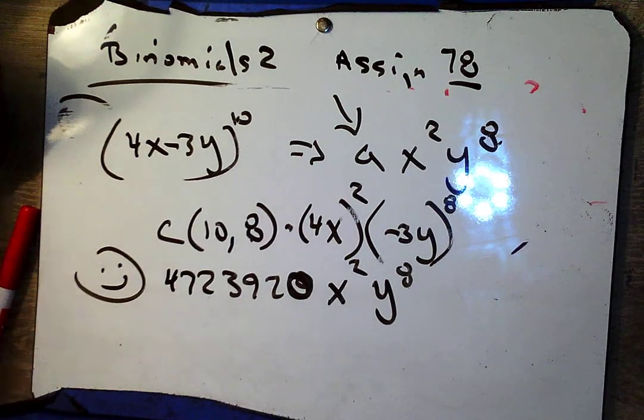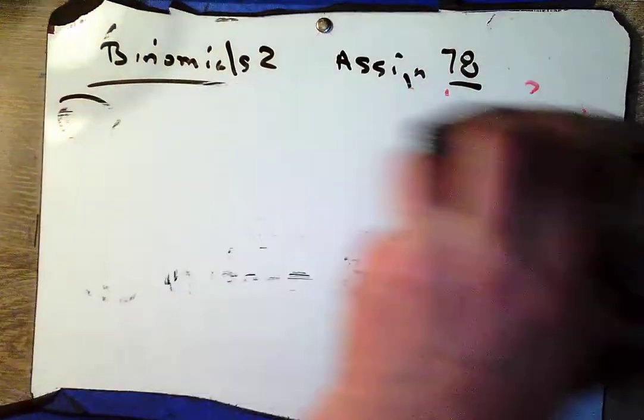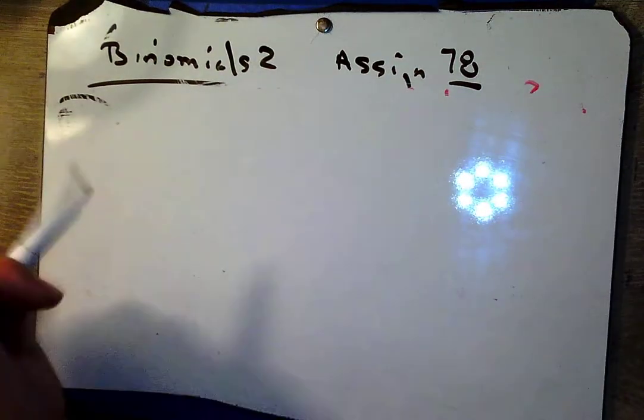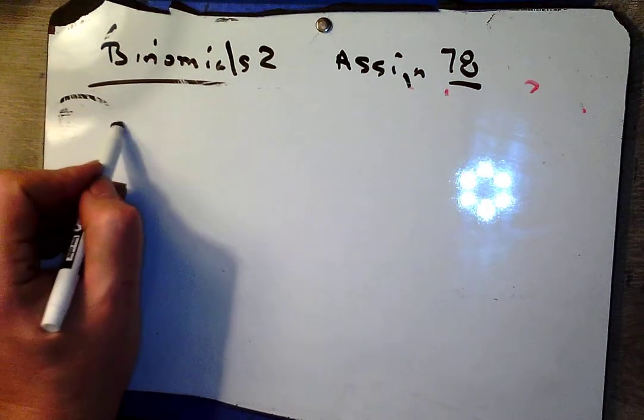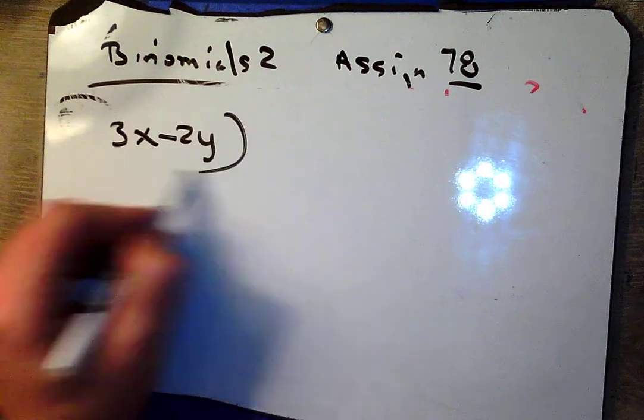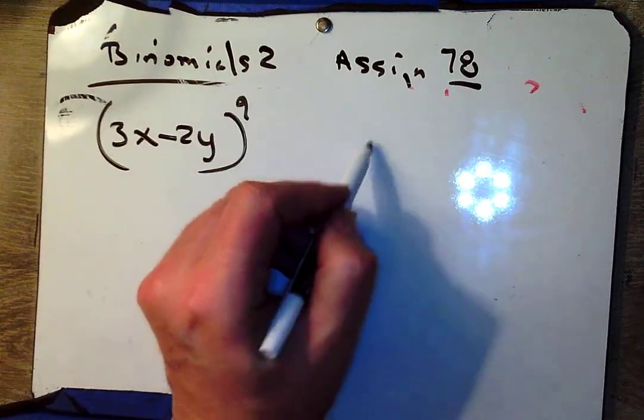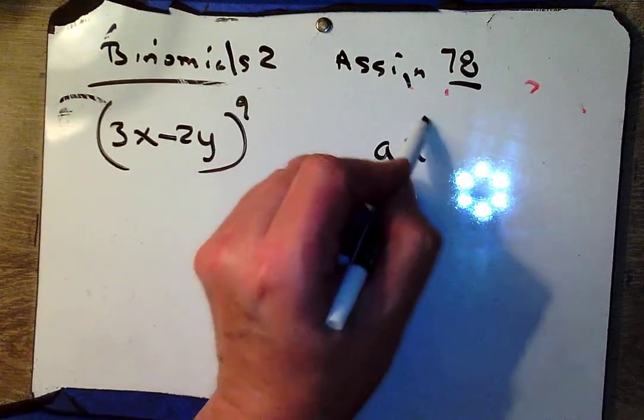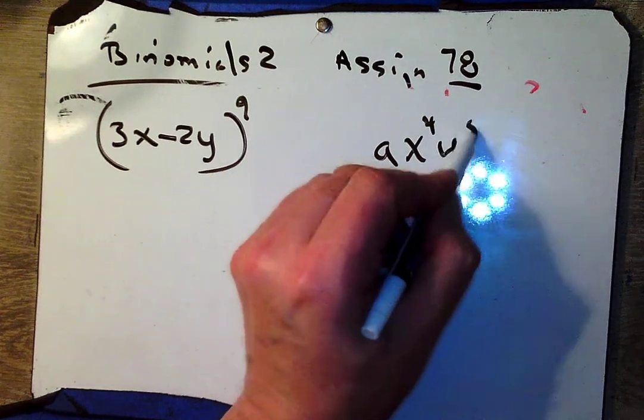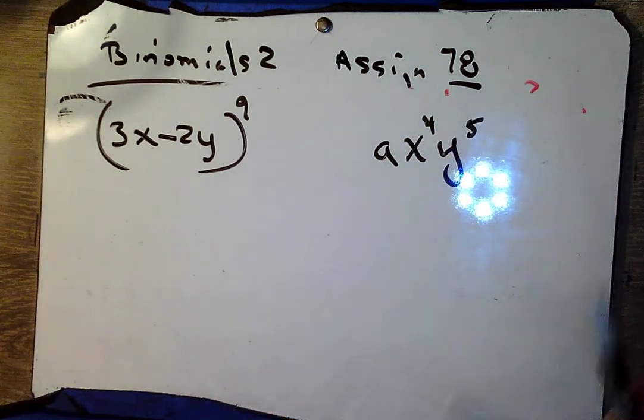I could find any term. And that's what I'd like you to do now. Okay, so I've demonstrated a couple. Here's another one for you, 3x minus 2y to the ninth. And I want to know the coefficient on the x to the fourth, y to the fifth term. Okay, so pause the video and give that a try, please.